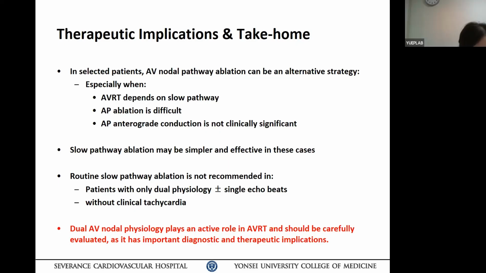clinical tachycardia. In conclusion, this case demonstrates that AVRT is not purely accessory pathway dependent, but is significantly modulated by AV nodal physiology. So careful EP study is essential for accurate diagnosis and appropriate treatment strategy.